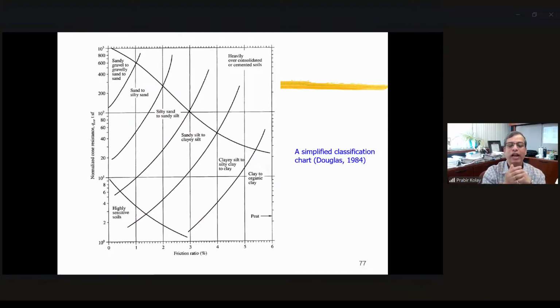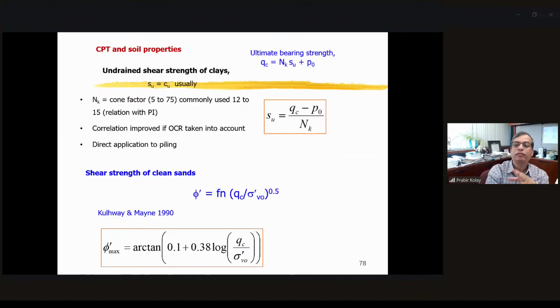As I mentioned, there are a lot of relations available between the friction ratio and the normalized cone resistance. Most of the time, if the friction ratio is more, it is more towards clay. And if the cone resistance on the y-axis is more, this is a granular type of soil, or you see here on the top, sandy gravel, gravelly sand. So it is more coarse grain type of soil. So you have an idea from this graph.